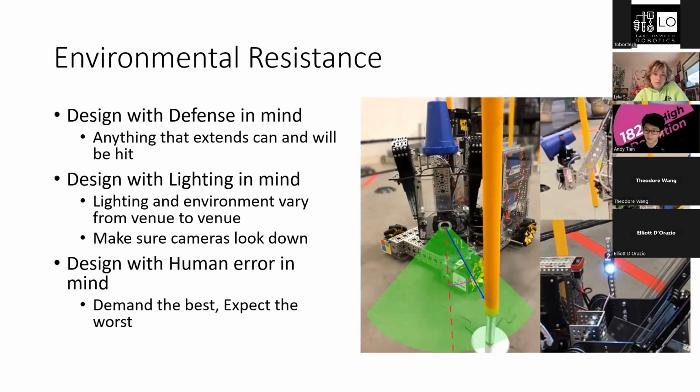Programmers like cameras, as we've learned, should point downwards on the field so they aren't affected by the environment around them, and the robot should be a little heavier so it isn't pushed around as much. And one last thing, of course, is to design with human error in mind, because your drive team, at the end of the day, they're human.